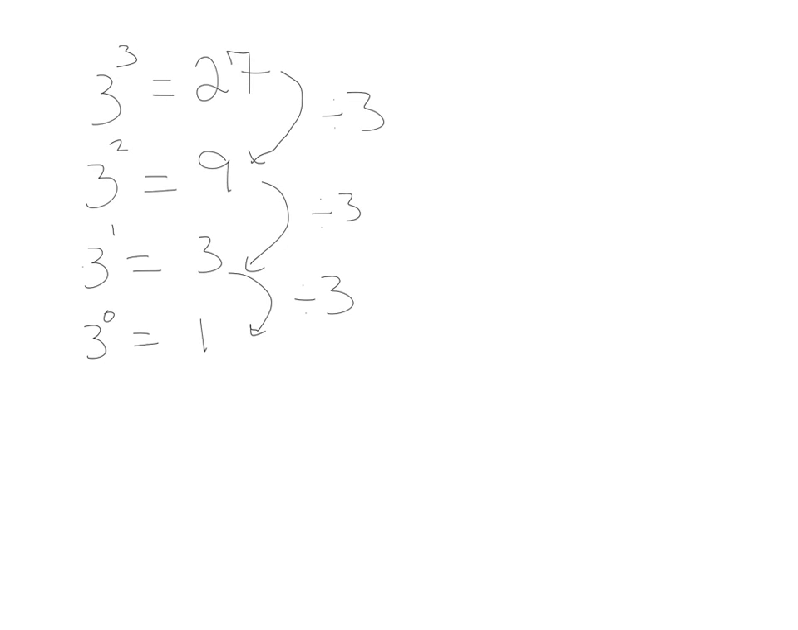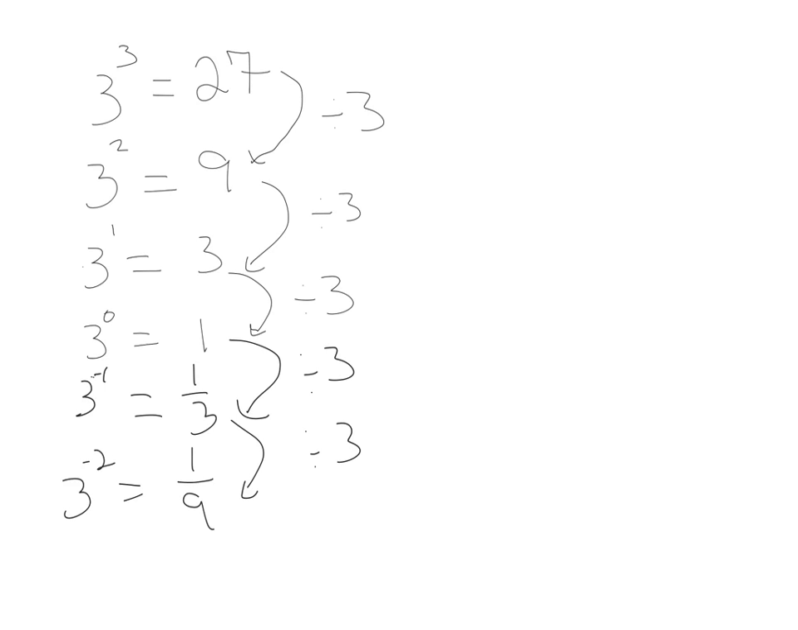So if we keep going with this pattern, 3 to the negative first power equals 1 divided by 3, 1/3. 3 to the negative second power is 1/3 divided by 3, or 1/9.